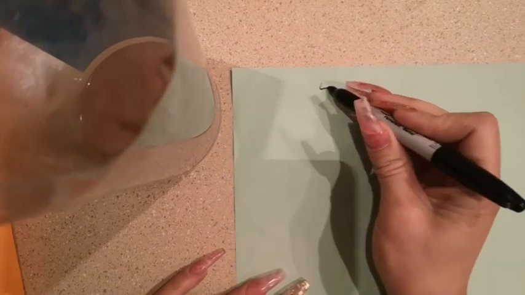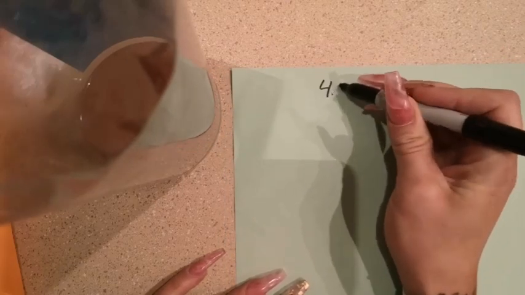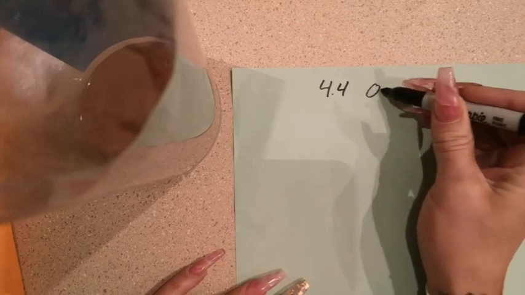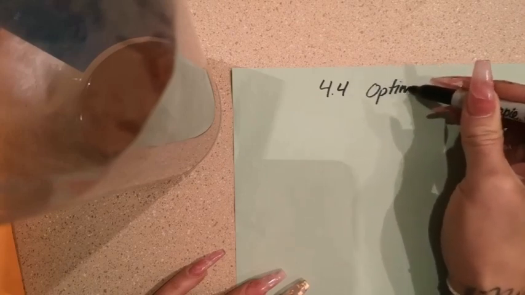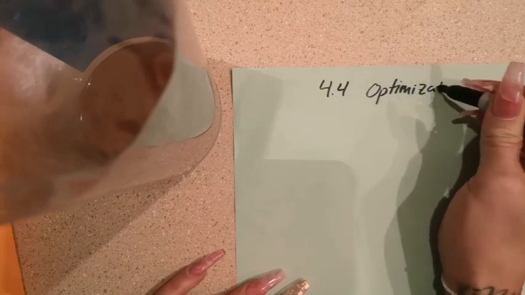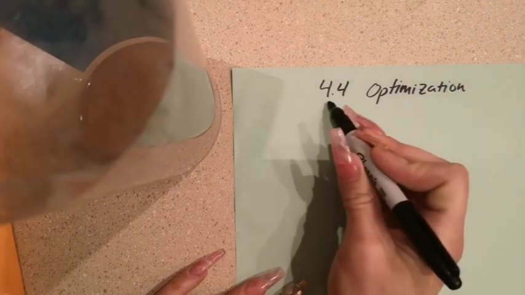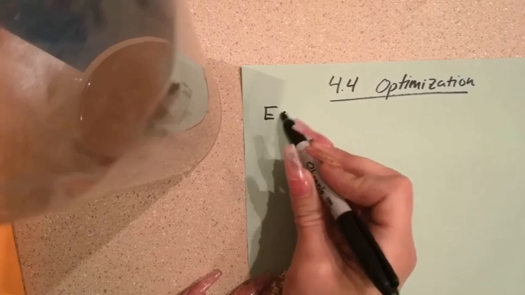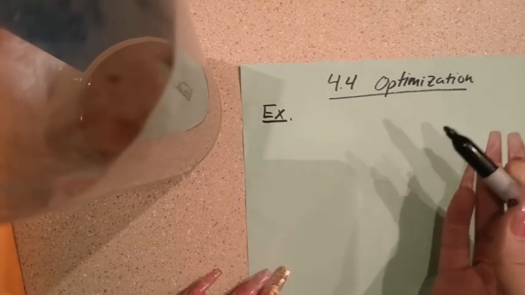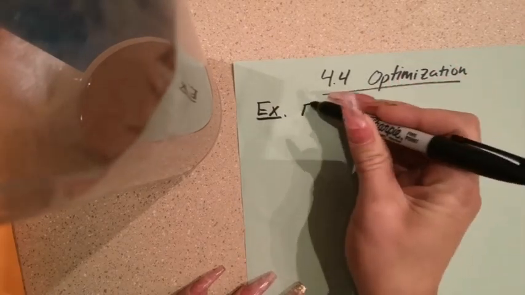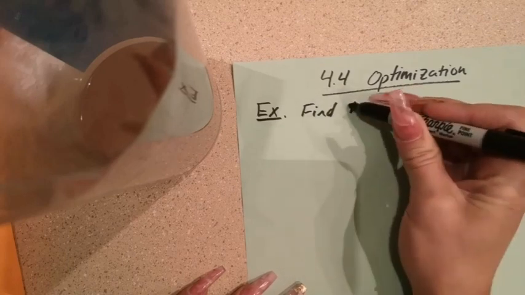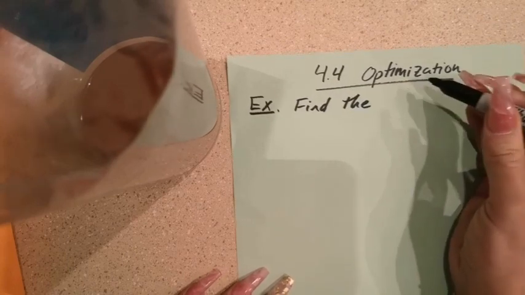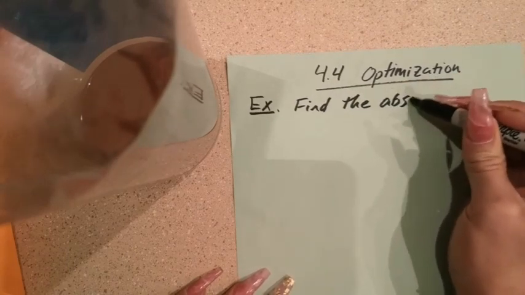The next section we'll be looking at is 4.4, looking at optimization. We've already done a bit of optimization before. So the first example is really a review problem. Find the absolute extrema.